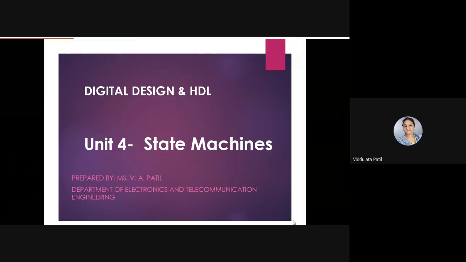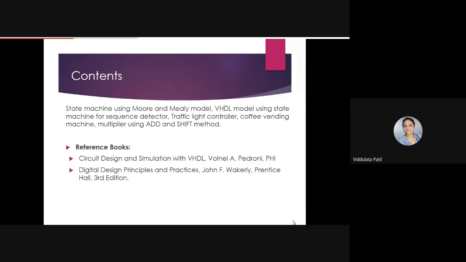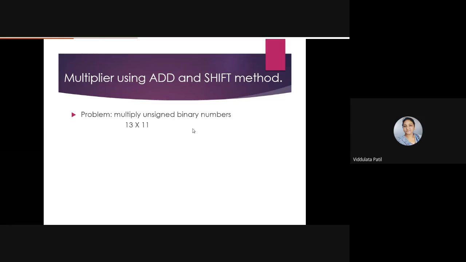As we are discussing state machines, we are now at the last point of this unit, that is multiplier using add and shift method. Earlier points we have discussed earlier. So what we are going to do is multiply two unsigned binary numbers. This was not mentioned earlier, but now I will say that we are not going to consider the sign of these numbers. So these are unsigned binary numbers. That is 13 multiplied by 11 that we are going to do.